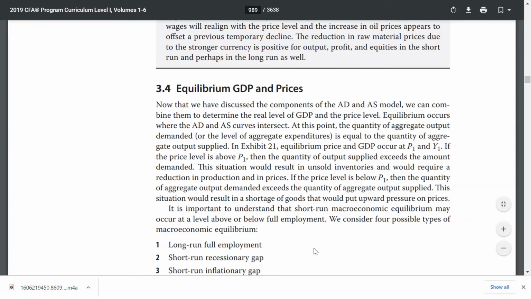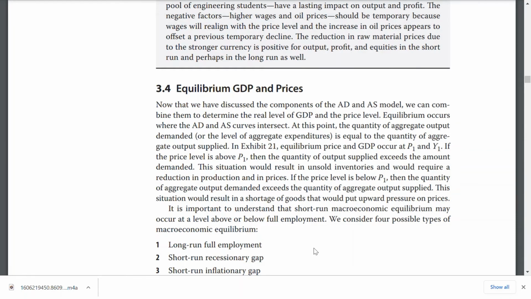Okay. 3.4 Equilibrium GDP and prices. Now that we have discussed the components of the AD and AS model, we can combine them to determine the real level of GDP and the price level. Equilibrium occurs where the AD and AS curves intersect. At this point, the quantity of aggregate output demanded, or the level of aggregate expenditure, is equal to the quantity of aggregate output supplied.